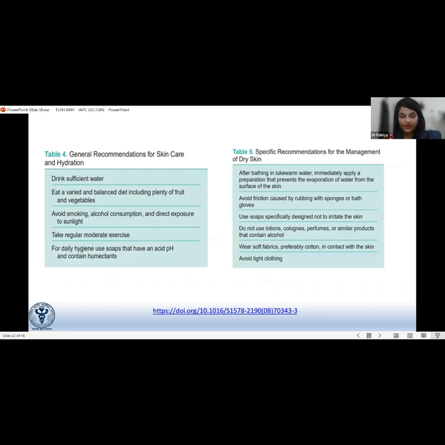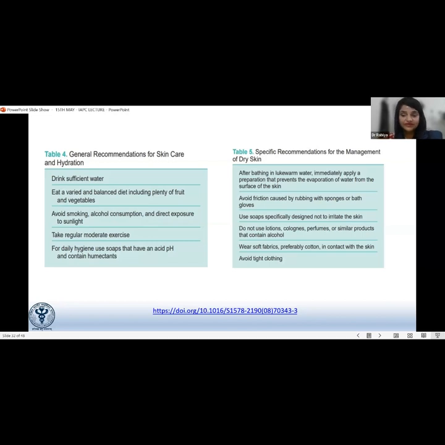Drink sufficient water. Eat a varied and balanced diet, including plenty of fruits and vegetables. Avoid smoking, alcohol consumption, and direct exposure to sunlight. Take regular moderate exercise. For daily hygiene, use soaps that have an acidic pH and contain humectants.